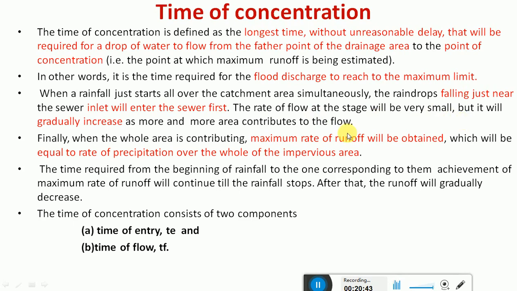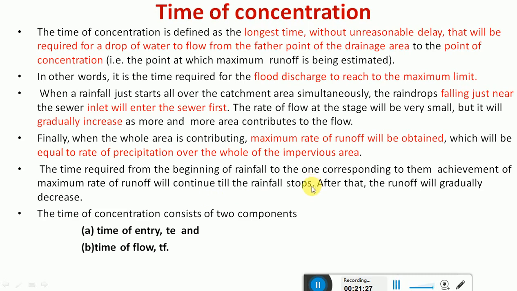But it will gradually increase as more and more area continues to contribute to the flow. If the intensity is more, the flow in the sewer slowly increases due to the increase in the quantity of rainfall over a longer period of time. Finally, when the whole area is contributing, the maximum rate of runoff will be obtained, which will be equal to the rate of precipitation over the whole of the impervious area. This continues till the rainfall stops.